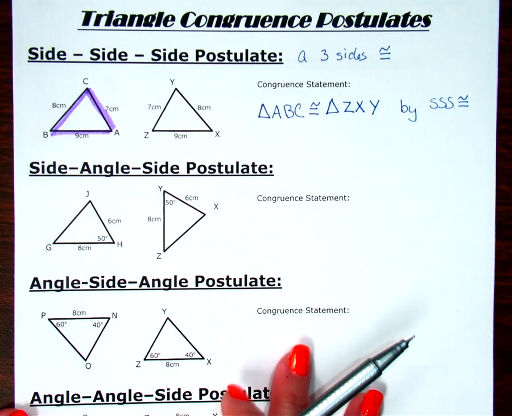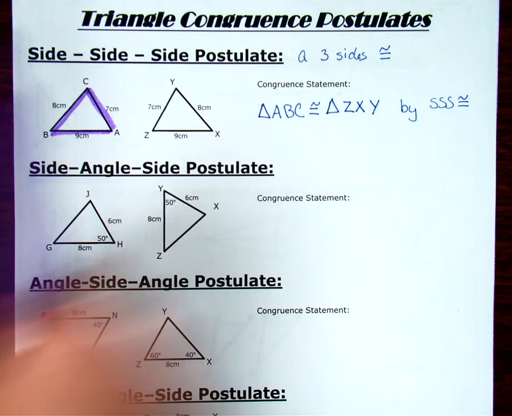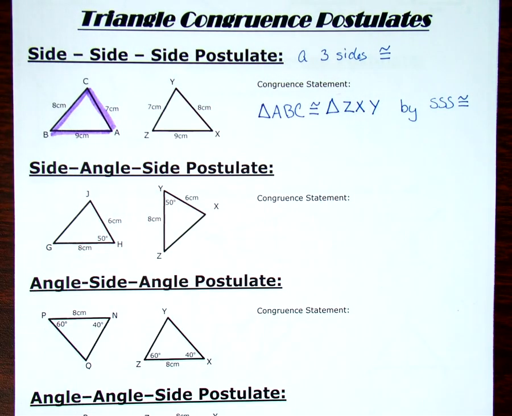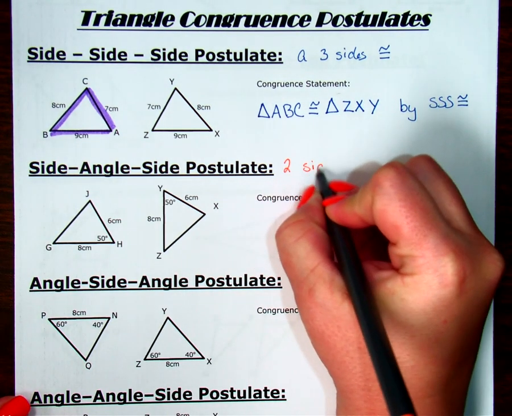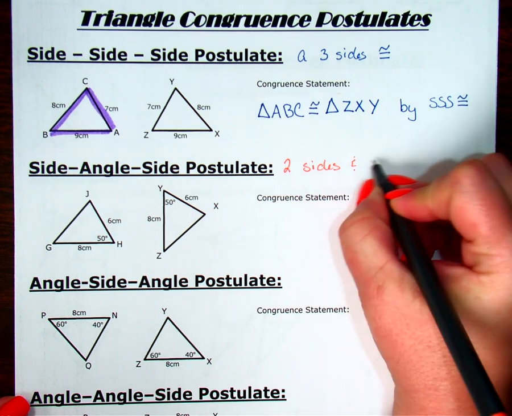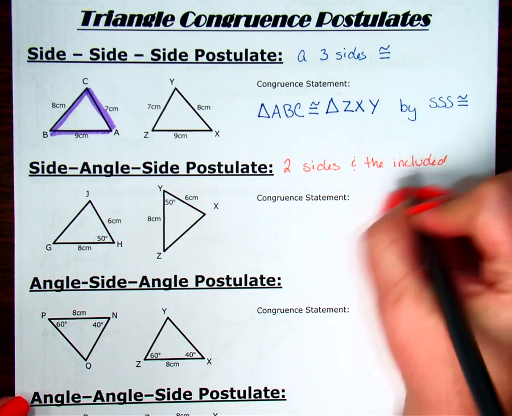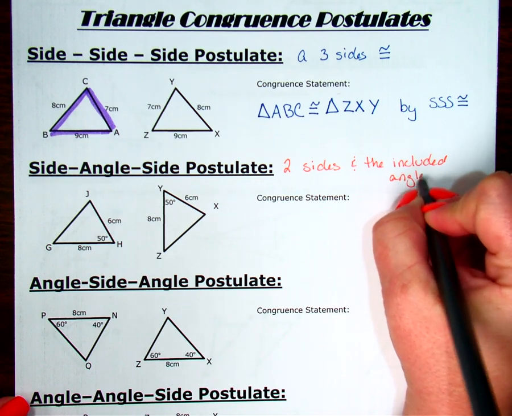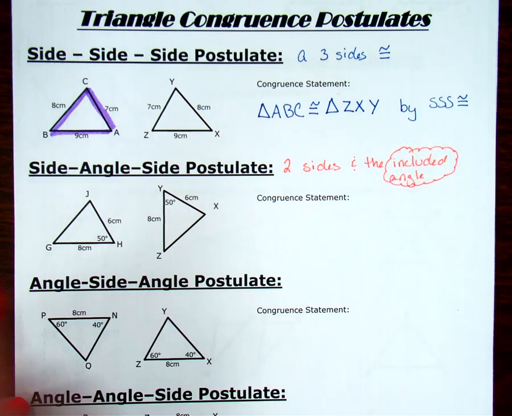Okay? So let's look at the next one. For the next one, I have side, angle, side postulate. Oops, runaway highlighter. Okay, and so this is going to be 2 sides, side, side, and the included angle. Let's talk about what we mean by included angle.